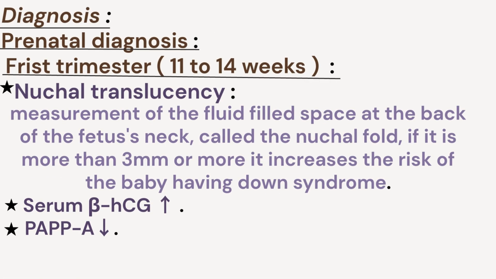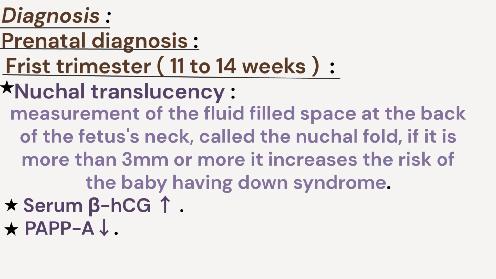Okay, now let's dive deeper into how we can diagnose Down syndrome. The diagnosis can begin during the prenatal phase, in both the first and second trimesters. In the first trimester, between weeks 11 and 14 of pregnancy, one diagnostic method is an ultrasound. This is used to measure the nuchal translucency. This is basically the measurement of the fluid-filled space at the back of the fetus's neck.